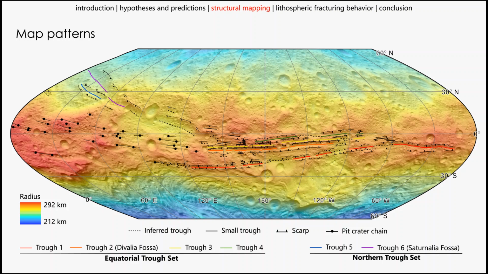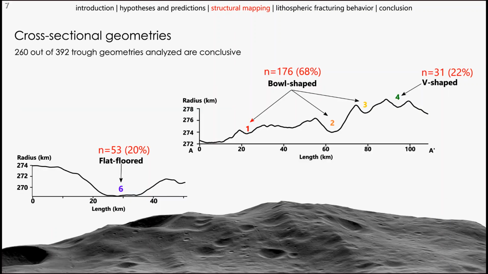We also extract cross-sectional profiles across the large-scale troughs to study their geometry. We study 392 geometries, some of which are inconclusive as they lack distinctive rims or are superposed by impact craters. 260 geometries are classified as conclusive, and 68% of them are bowl-shaped, while 22% are V-shaped. Only 20% are flat-floored, which means 80% of them are inconsistent with a typical graben geometry.